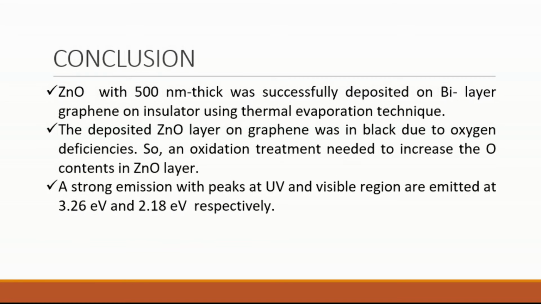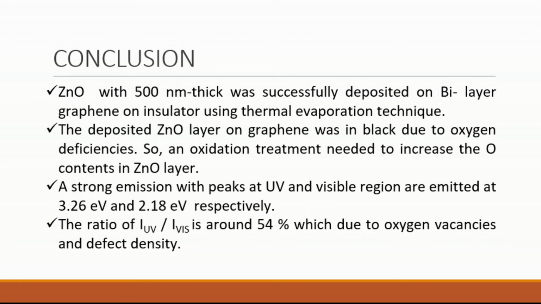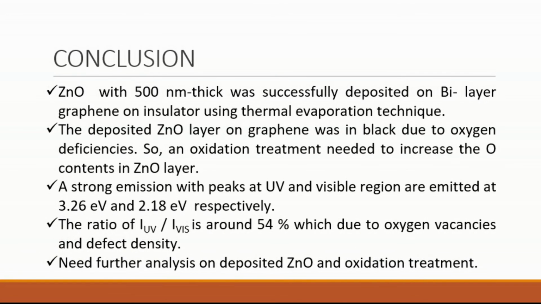Also, a strong emission with peaks at the UV and visible region is emitted at 3.26 electron volt and 2.18 electron volt respectively. The ratio of the I_UV and I_visible is around 54%, which is due to the oxygen vacancies and the defect density. There will also be further analysis on the deposited zinc oxide and oxidation treatment.